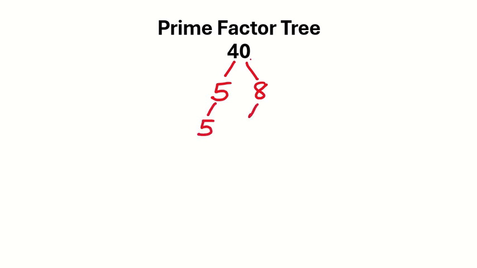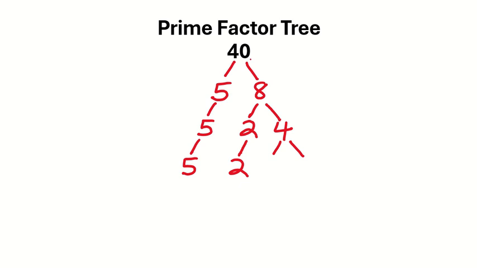8 is composite, so we got to break it apart. What two numbers will multiply together to equal 8? Well, we know that 2 times 4 equals 8. 5 is prime, so we can carry that down. 2 is prime, so we can bring that down. And then 4 is composite, so we got to break it apart.